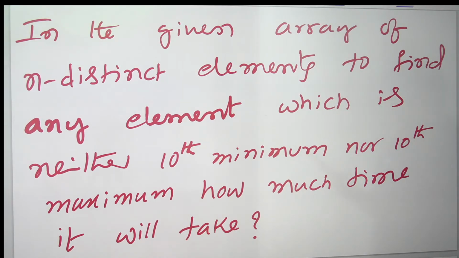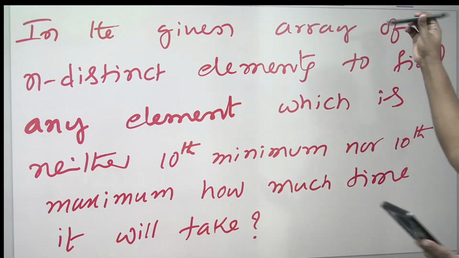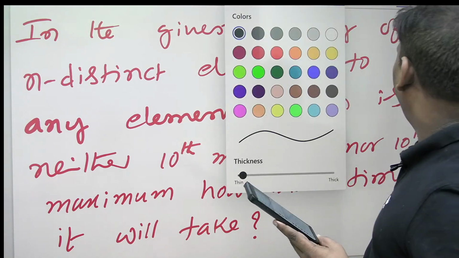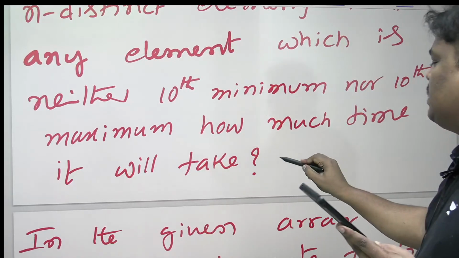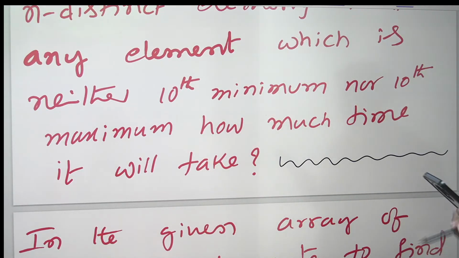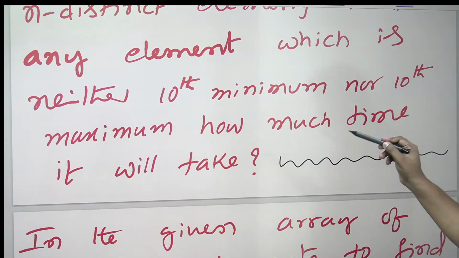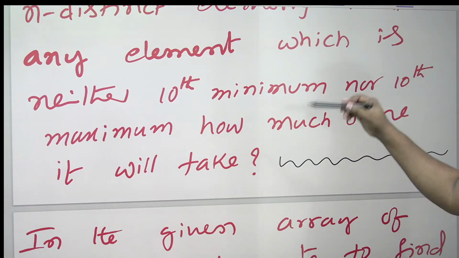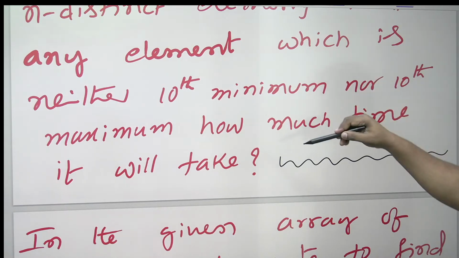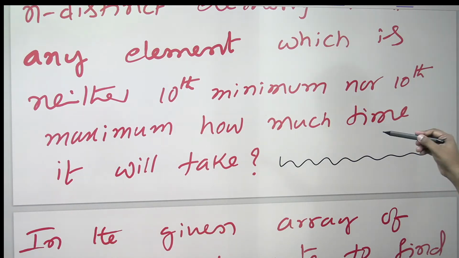Neither 10th minimum nor 10th maximum. How will you solve this? See, I am giving the answer very simply. It is the array. Everyone listen. This is the array, and what you do is the following.